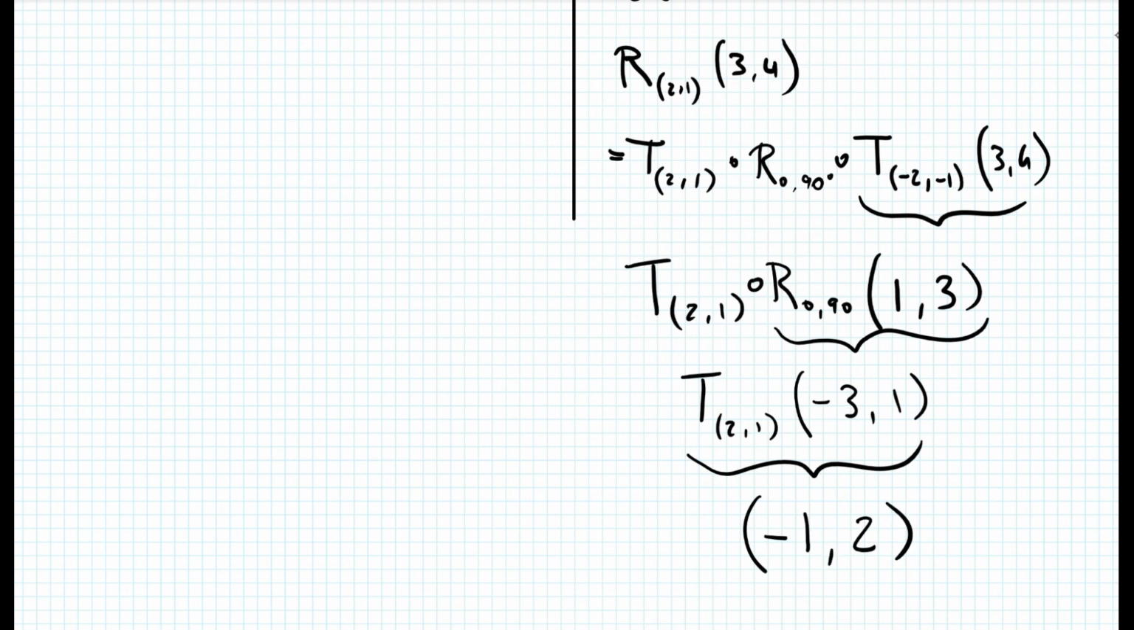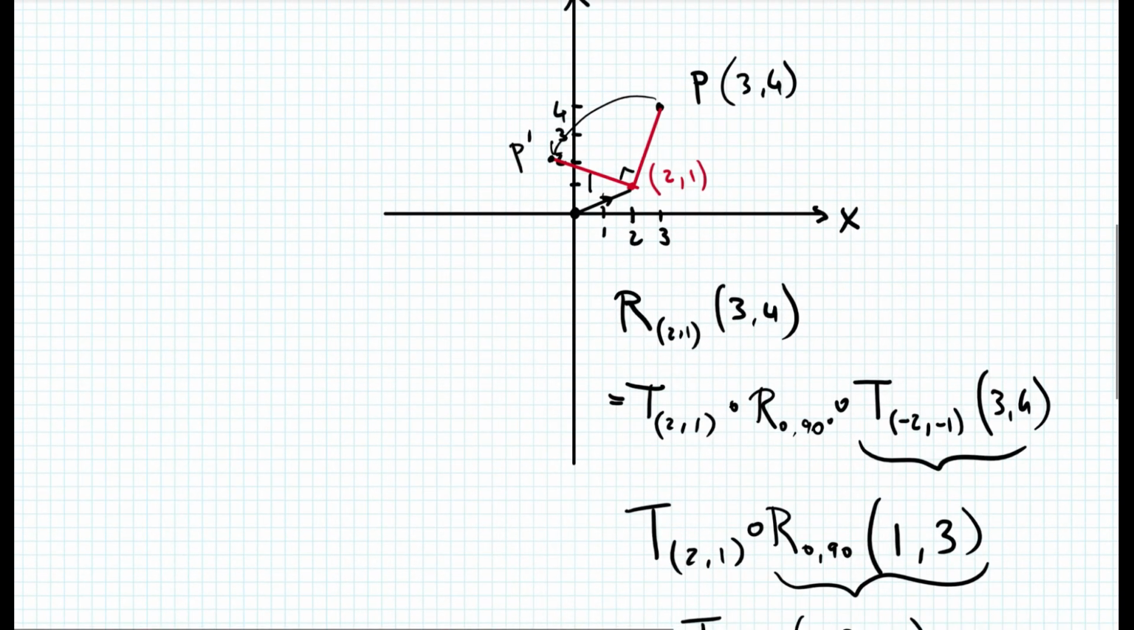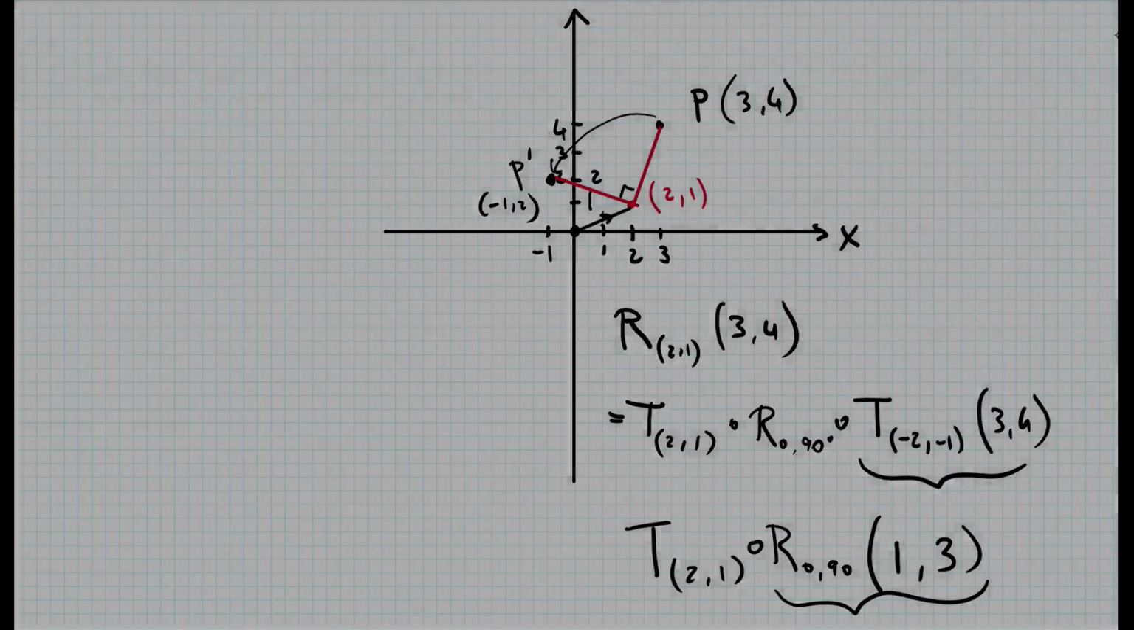And that is basically the result of rotating point (3, 4) over the point (2, 1), and we end up with this. So does that make sense? Let's go back to the graph and see if it's (-1, 2). Here we have negative 1 and here we have 2. And as a matter of fact, it is (-1, 2).